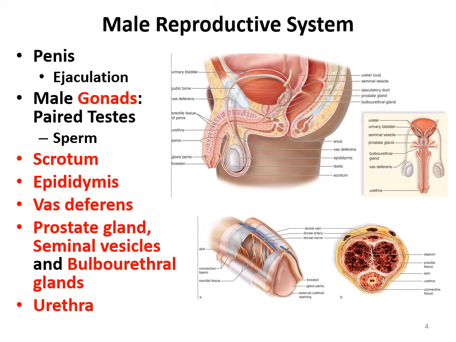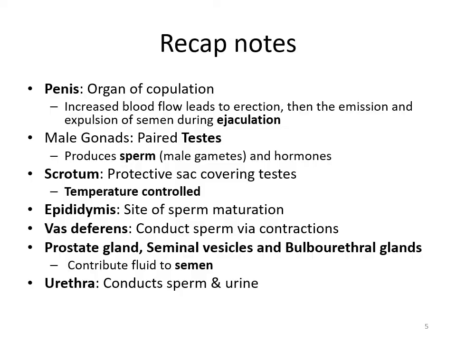And then the last part of this system is the urethra, and the urethra is not only responsible for conducting sperm out or letting sperm exit the male body, but is also what allows urine to exit. Okay, so both sperm and urine use the urethra as an exit. A lot of information on that previous slide, so here's some recap notes for you to pause and jot down.